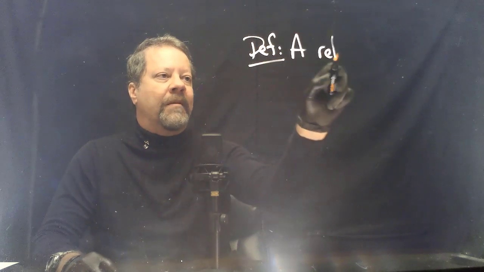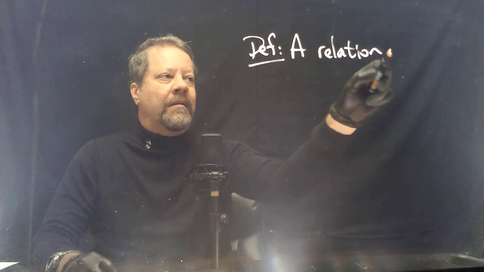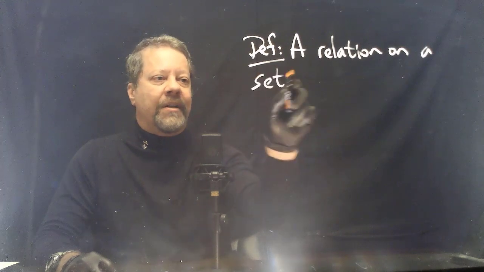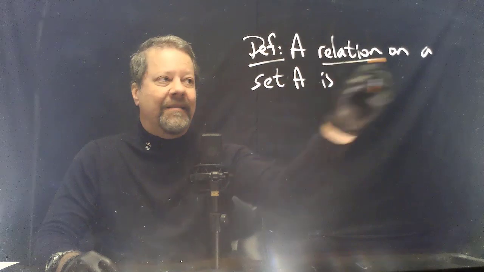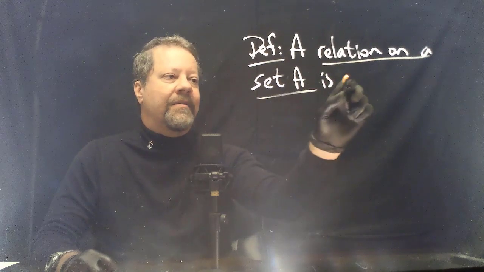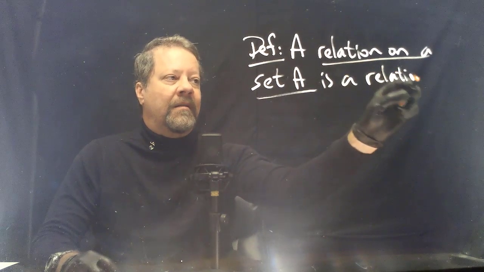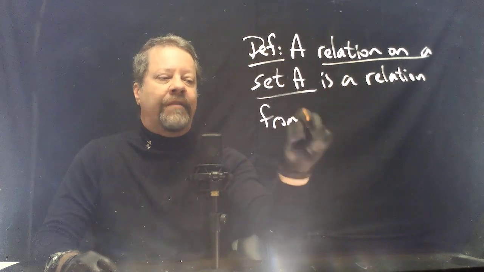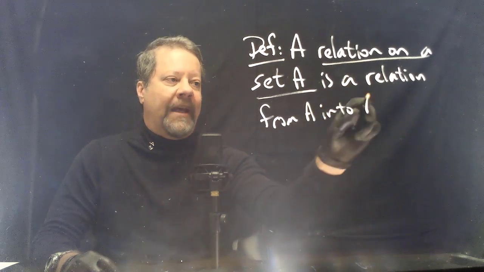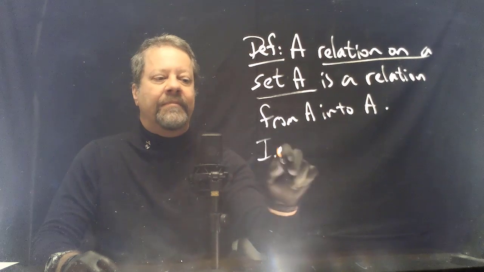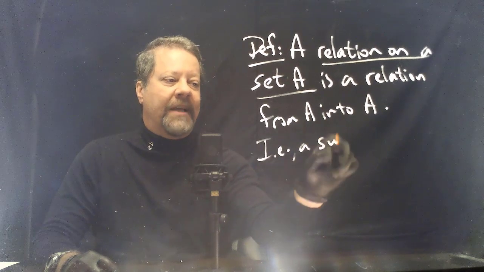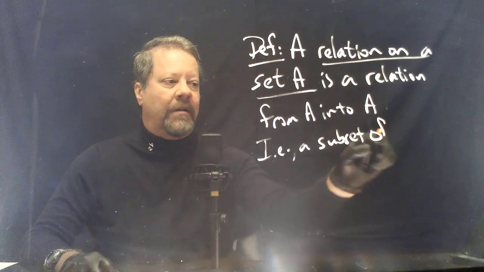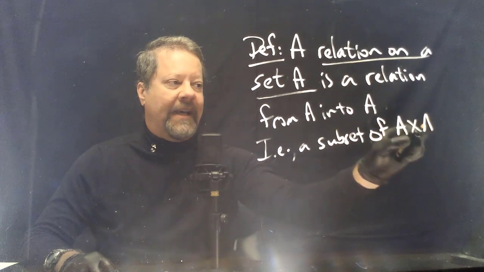Sometimes we just talk about a relation on a particular single set. A relation on a set A is a relation from A into A, i.e., a subset of A cross A.